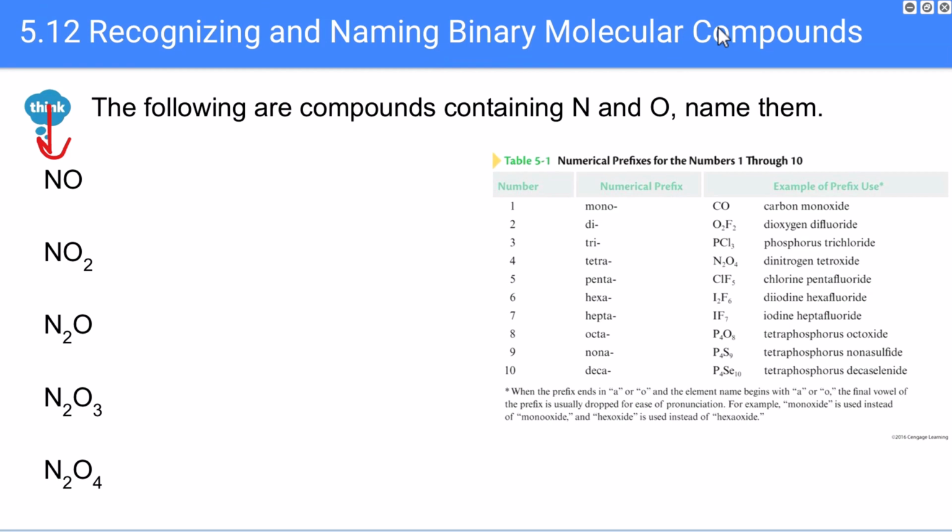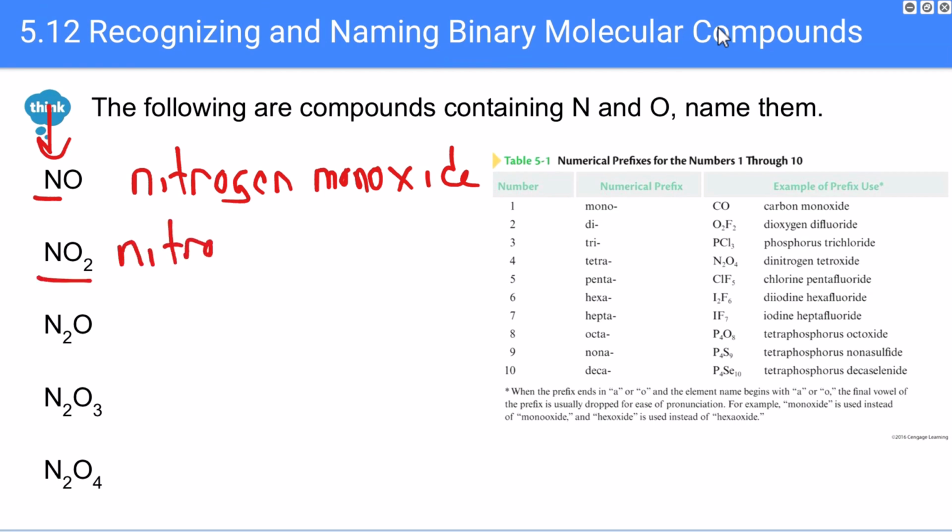So NO, we know that this is going to be some form, well, all these are going to be some form of nitrogen, and it's going to have oxide. We don't use mono for the first prefix here, but we would for the second. So this is nitrogen monoxide. NO2, again, nitrogen, 2 oxygens here. The prefix for 2 is di, so this is nitrogen dioxide.